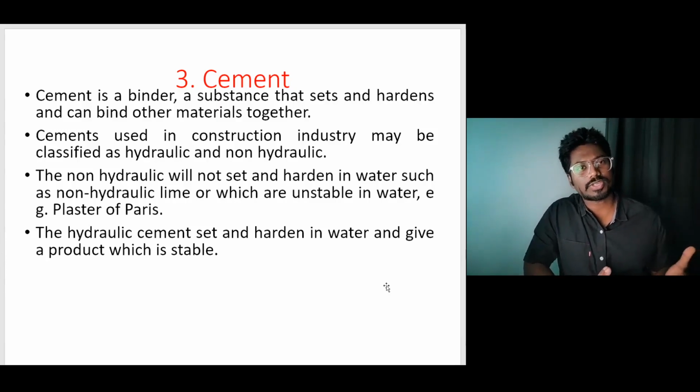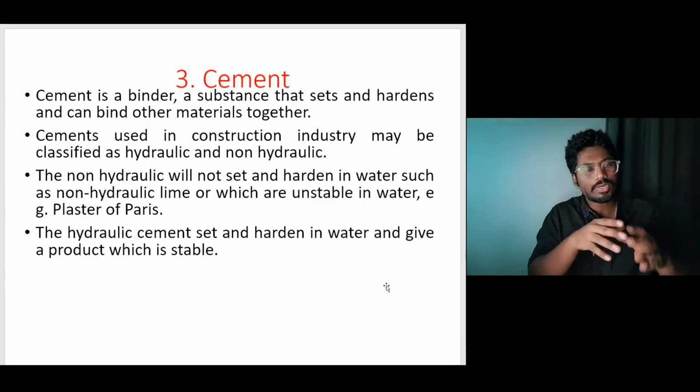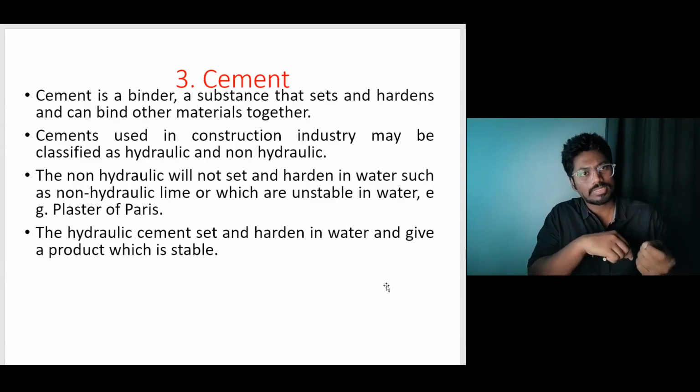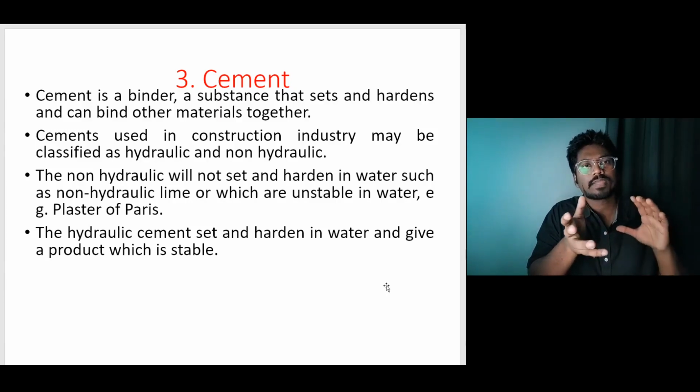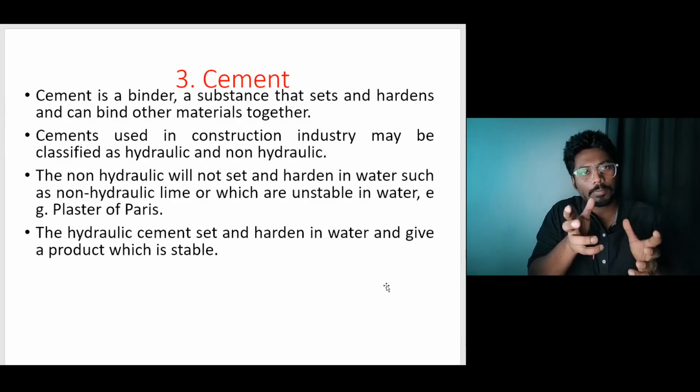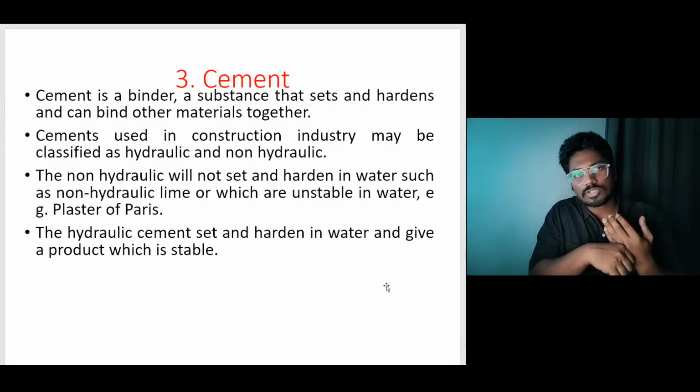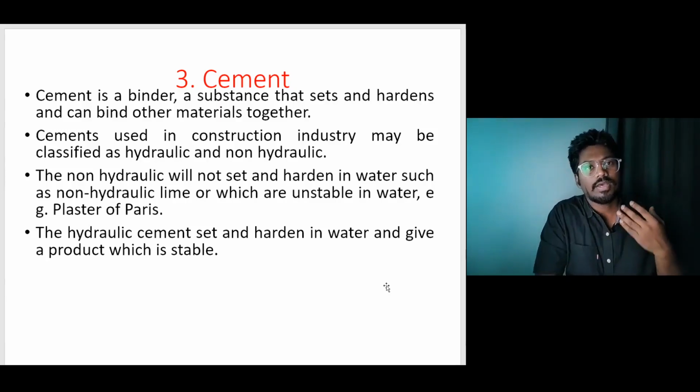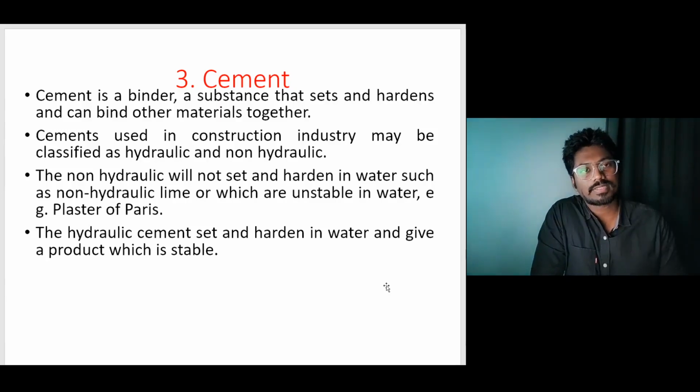In most construction activities, cement, when it is molded and cast, and once it hardens, exhibits that solid bound material property that can withstand any sort of loads applied on it, or any sort of durability aspects that might occur on it. Cements used in the construction industry may be classified as hydraulic and non-hydraulic.